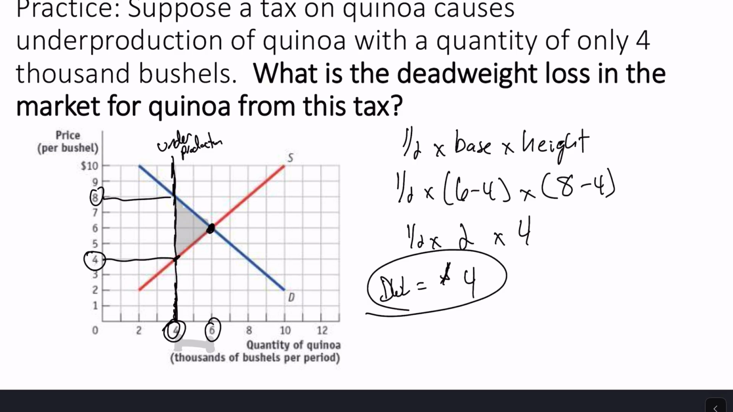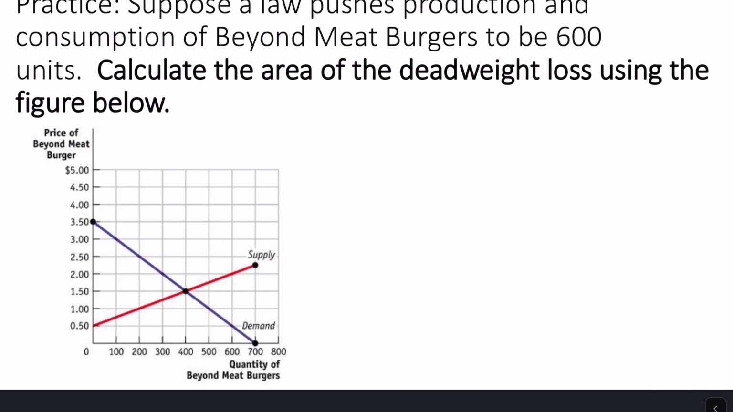Right, so this one was underproduction. We could do one where we have overproduction. So suppose a law pushes production and consumption of Beyond Meat burgers to be 600 units. Calculate the area of the deadweight loss using the figure below. So I want you to do the same similar type thing here, so pause for a few seconds and solve this out.